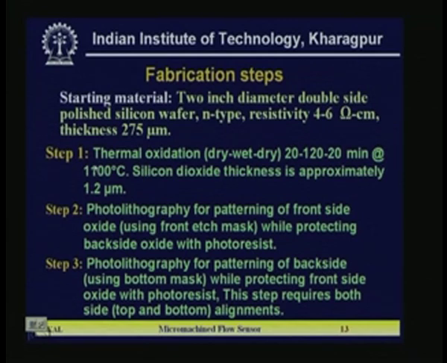So now step 1 will be thermal oxidation, which normally uses dry, wet, dry, for 20 minutes, 120 minutes and 20 minutes at 1100 degree centigrade. Silicon dioxide thickness is approximately 1.2 micrometer. Next step is photolithography for patterning of the front side oxide, which is grown in step 1, using the front etch mask while protecting the backside oxide with photoresist. What did you do in this particular step? Basically the front side patterning means you are defining the total area of the sensor.